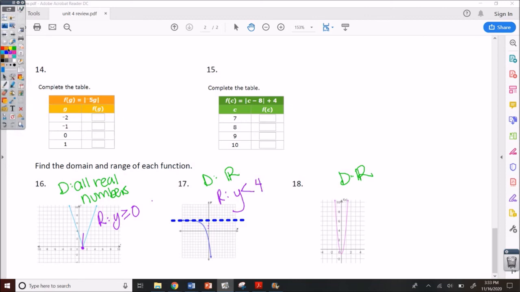And last but not least, we have this parabola, and my range is based upon my vertex, and my vertex is down here at -1, and my whole graph is above it, so y is greater than or equal to -1.